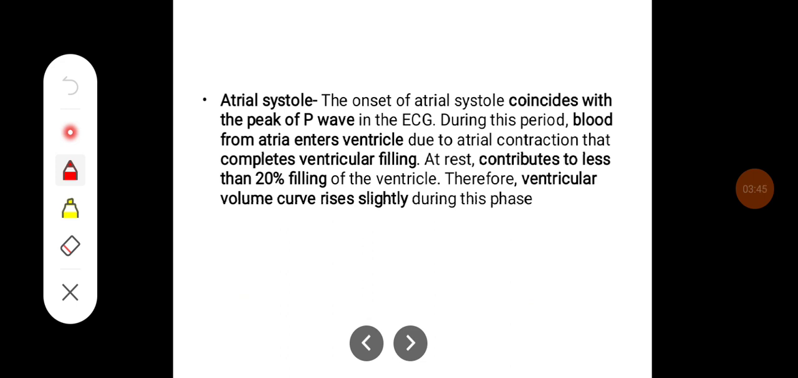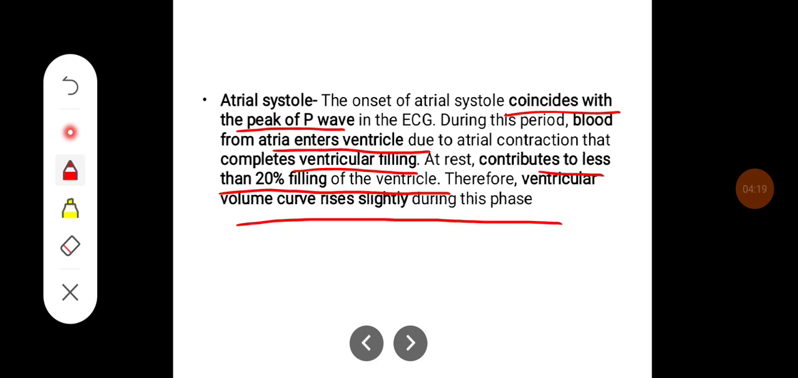Now we'll try to learn what are the different events that occur in different phases. During atrial systole, the onset of the atrial systole coincides with the peak of the P wave in the ECG. During this period, the blood from the atria enters the ventricle due to the atrial contraction that completes ventricular filling. At rest, it contributes to less than 20% of the filling of the ventricle. Therefore, the ventricular volume curve rises slightly during this phase.